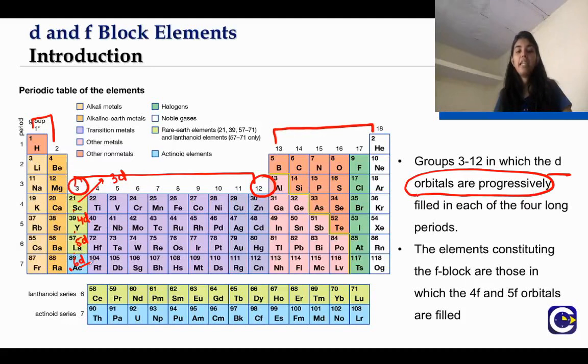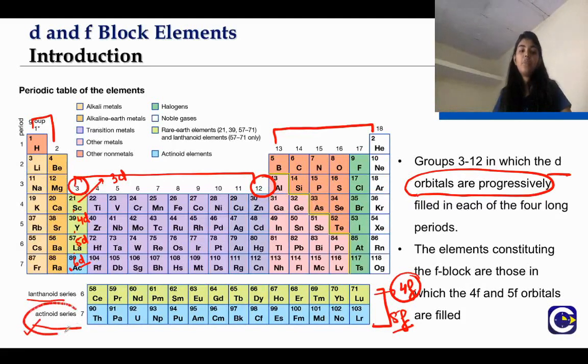But from 89 to 112 particularly, the 6D series, that is not important from our examination point of view, so you can skip that part. However, if you wish to learn, you can learn them also. And in the end are two F block series in which 4F subshell is filled and 5F subshell is filled. So this is known as 4F series and 5F series respectively. 4F series is also known as the lanthanoid series and 5F series is also known as the actinoid series, right?